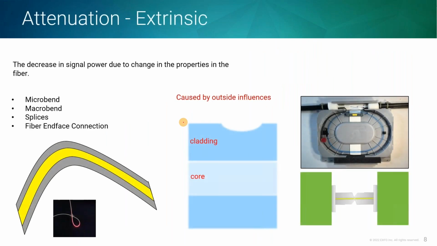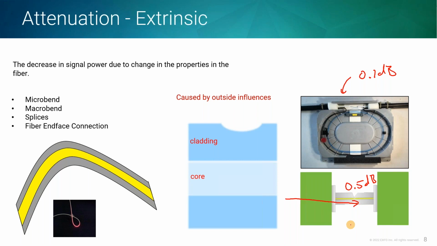The other big issue is extrinsic. So this is attenuation from outside influences: macro bends, splices, connectors, those types of things. These cause extrinsic loss that you have more control over. So this is where your splices are 0.1 dB or better, depending on whatever your threshold is, or connectors are 0.5 dB or better. As the signal travels across these connectors, it's going to have some sort of loss. And so this is what we call extrinsic losses.